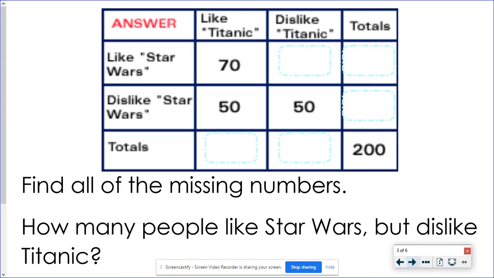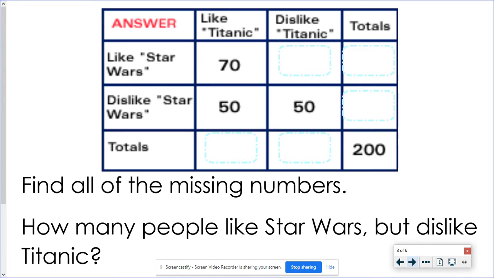This is more like what we usually see for two-way tables with some missing data. This is where my puzzle comes in. So I want to find all the missing numbers, and then I want to be able to answer the question about how many people like Star Wars but dislike Titanic. So if I see this information, I can see that they asked 200 students total. That's why I've got that 200 in the bottom right corner.